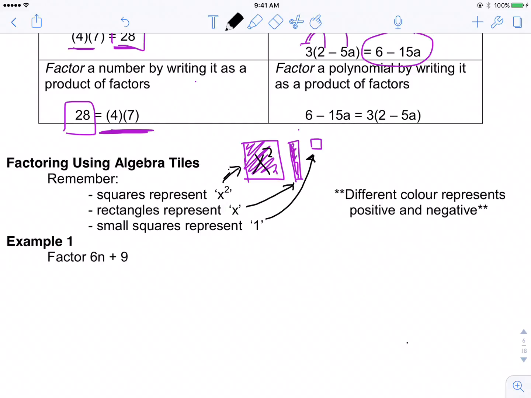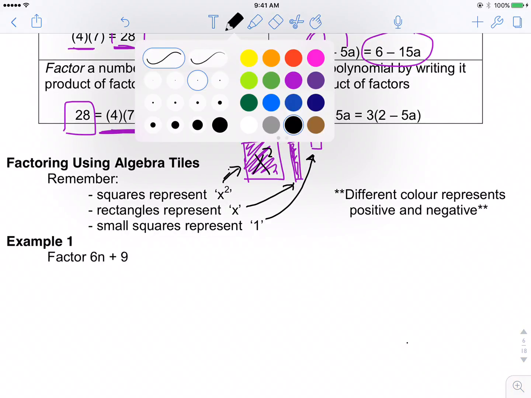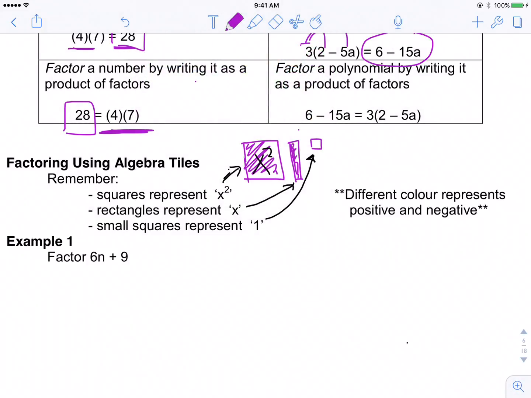Different colors represent different values, so positive and or negative. A lot of the times a textbook will say that red is negative and other colors are positive. Depending on what textbooks are used, you just need to make sure that you follow some kind of set format so that you don't get confused as to what's positive and what's negative.